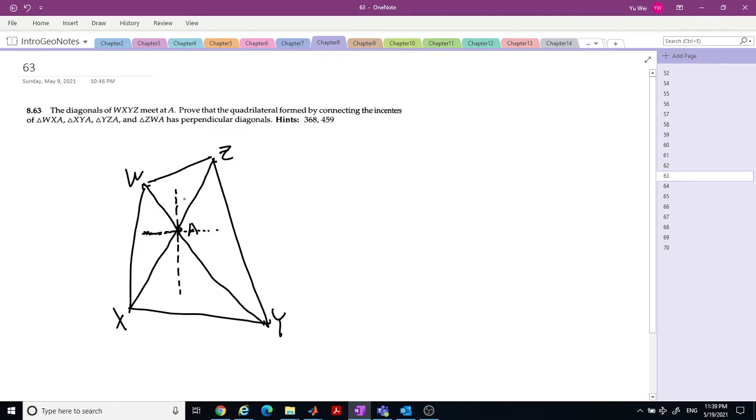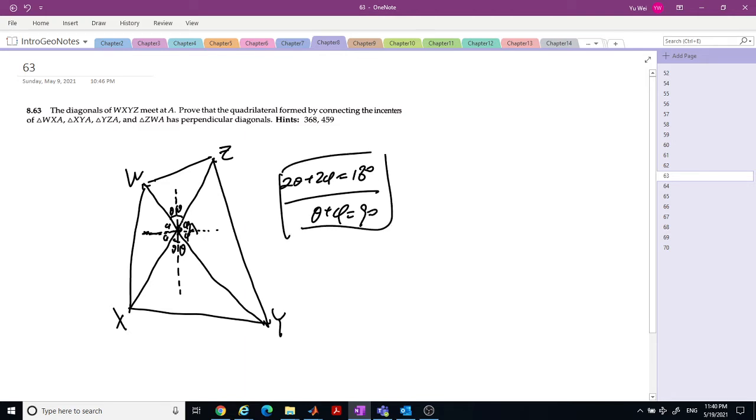So now we can see, because this angle bisector equals this angle bisector, these two angles are vertical, right? So theta, phi, and phi. So this is phi, theta, theta. So we know that 2 theta plus 2 phi is equal to 180. So theta plus phi is 90 degrees. They are perpendicular to each other, right?